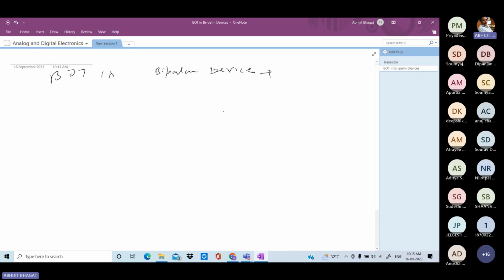Now, next, in case of transistor, all of you know there are two types of BJTs. Two types of BJTs are there. Either it is NPN or it is PNP.